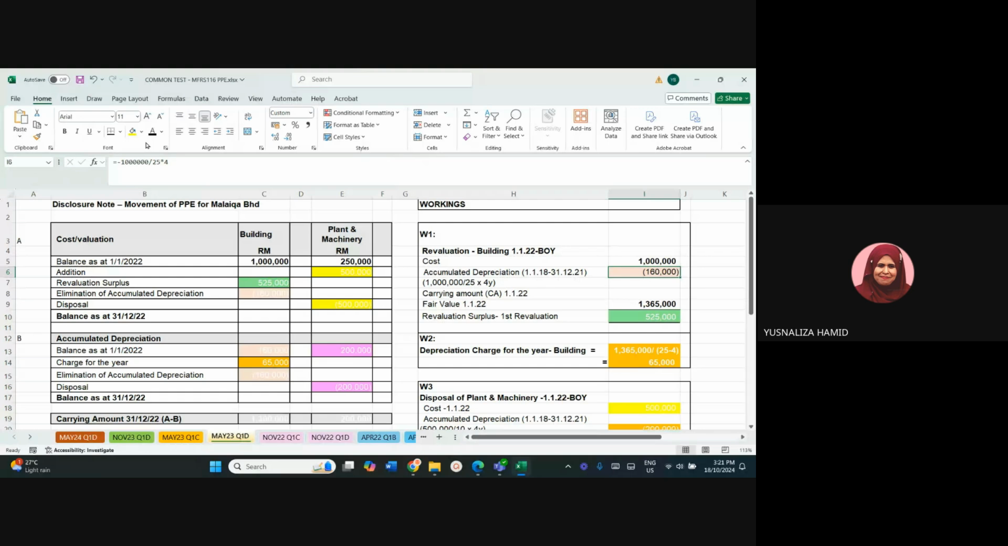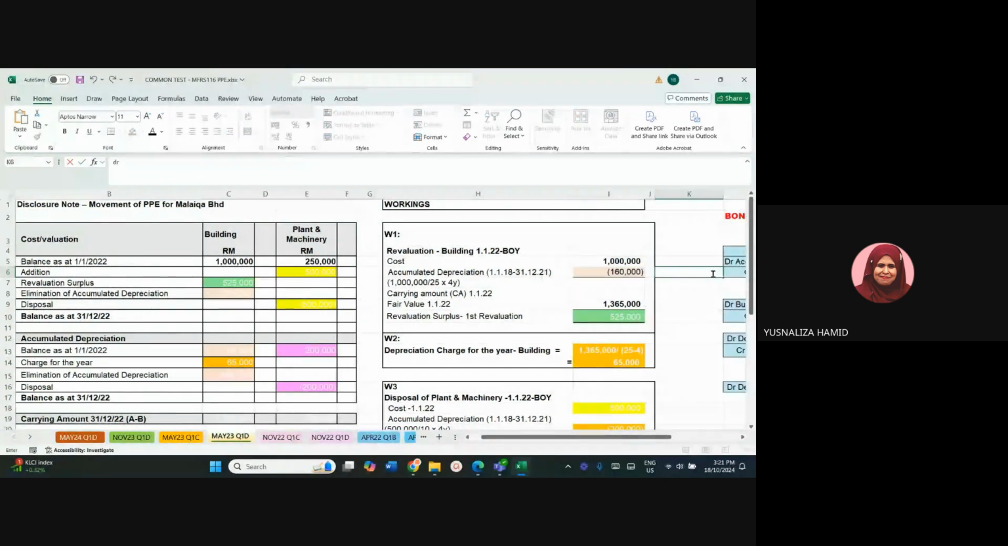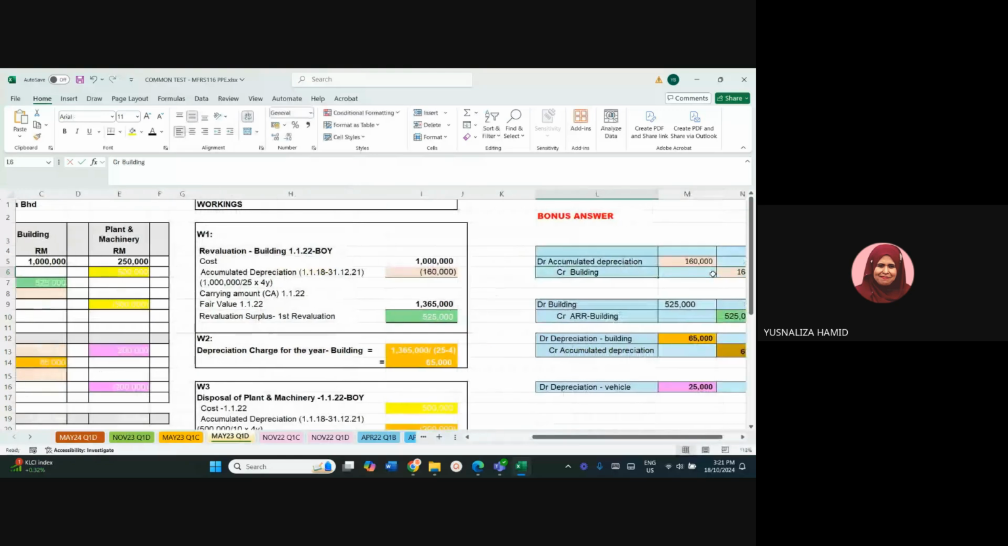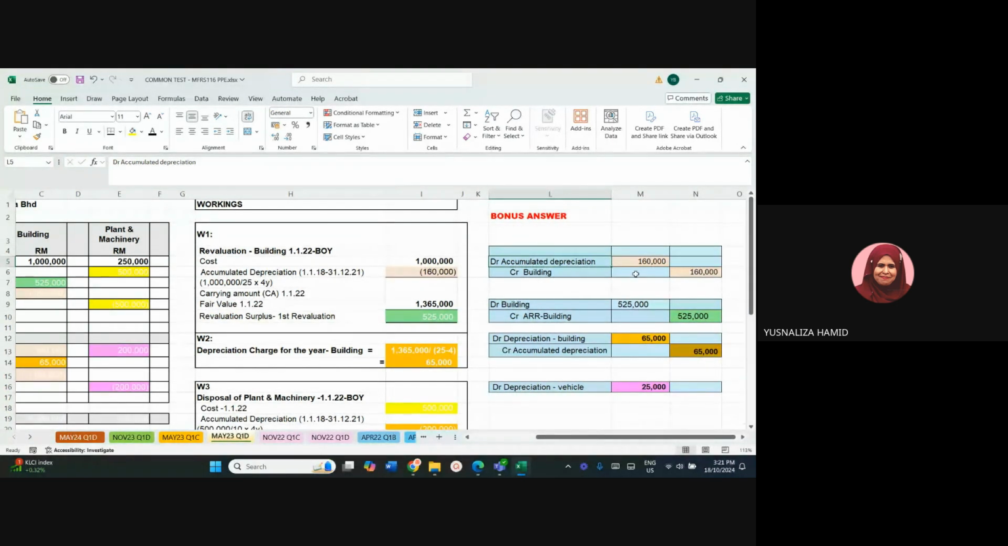So this is the one where you debit accumulated depreciation, just like what you can see here, and you credit your building. So when you do this, you debit accumulated depreciation, you credit building. So this one will be deducted in your notes, and this one will also be deducted in your notes in a different section.